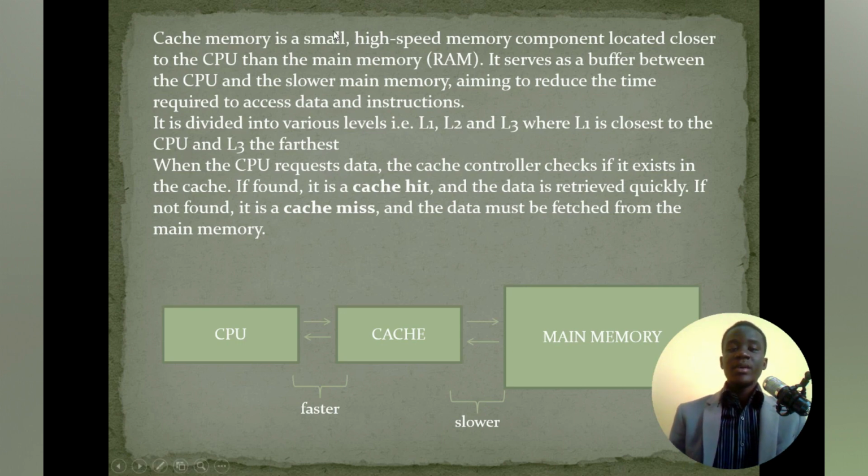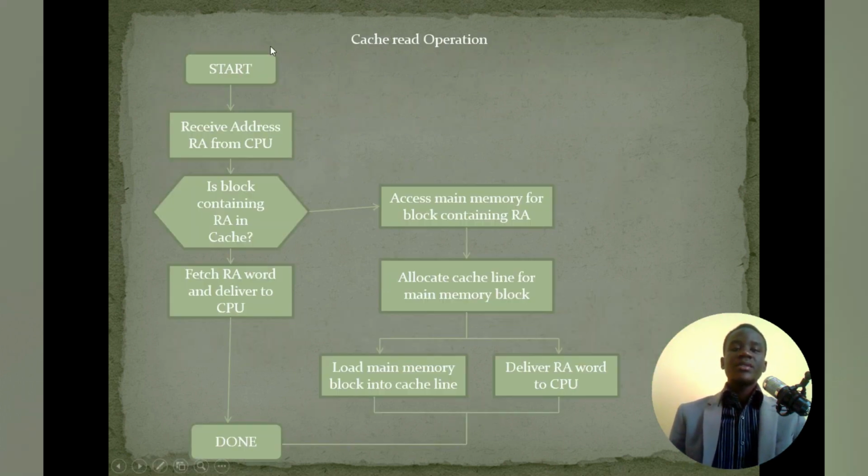Now we have this cache read operation, where there is a start, then we receive the address RA from the CPU, and then there is a decision: is the block containing RA in cache memory? When it's there, we follow this line, we fetch the RA word and deliver it to the CPU, and our task is done. What if that block isn't there? We access main memory for the block containing RA, we allocate a cache line for the main memory block, load the main memory block into the cache line, and deliver it to the CPU, and our task is done. This is a bit slower, but it's direct when we find it in the cache.